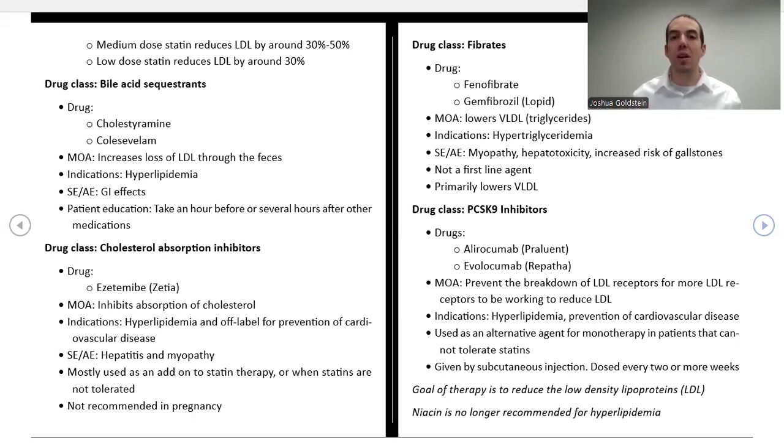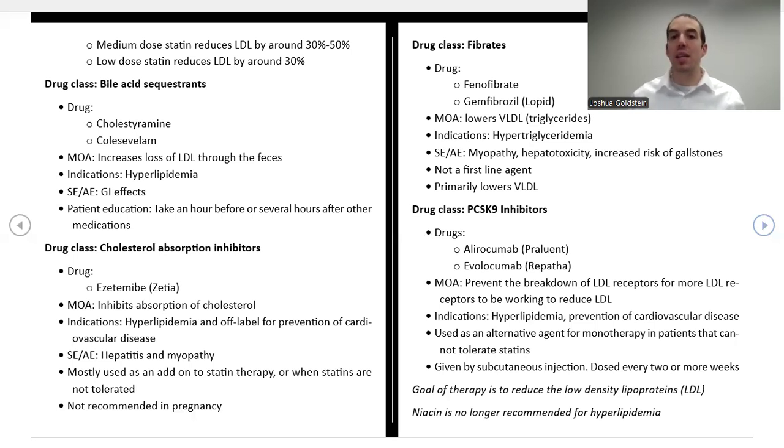So what are the drugs over here? Alirocumab or evolocumab, that's Praluent and Repatha, the two brand names. These work by preventing the breakdown of LDL receptors so that there's more LDL receptors to process and get rid of LDL. What do we use this for? Again, hyperlipidemia and prevention of cardiovascular disease, exact same two indications as statins, because we use this exactly the same as statins, other than that statins are first, this would be second.